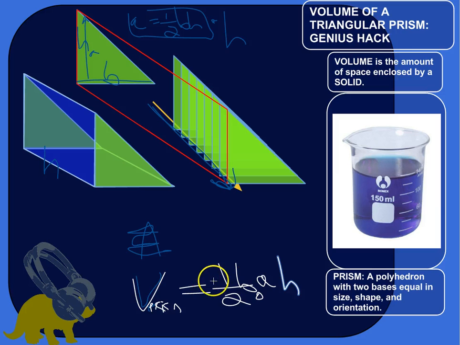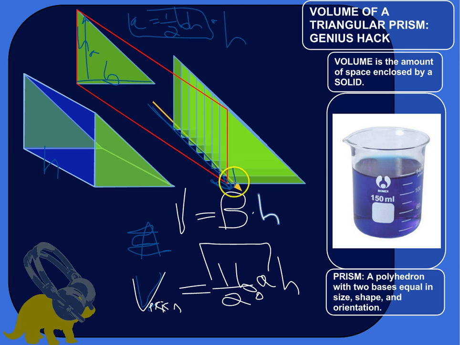Or you could write it as, this is the area of the base. So you could write this whole thing as simply the volume is equal to the area of the base, B, times the height of the prism, this length here. With the understanding that the area of the base is 1/2 the base of the triangle times the altitude of the triangle.